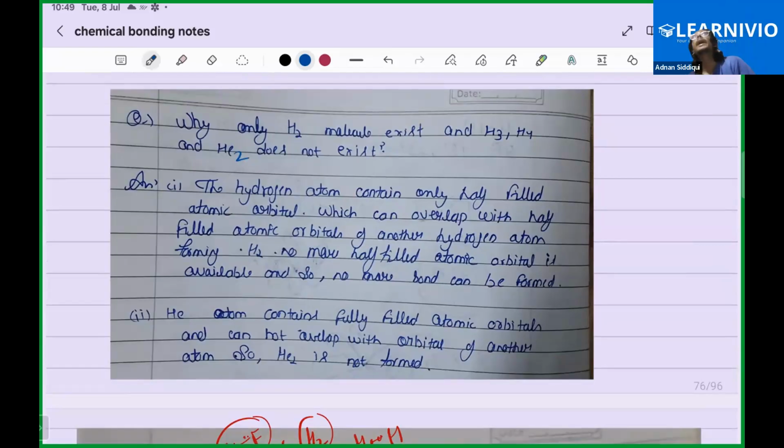Fe is not iron. You are talking about iron. Yeah, you are asking why F2 does not exist and why Cu2 does not exist.